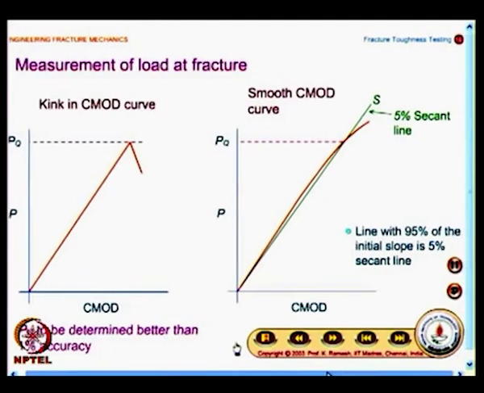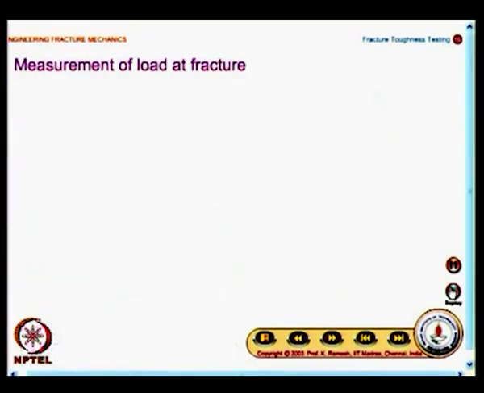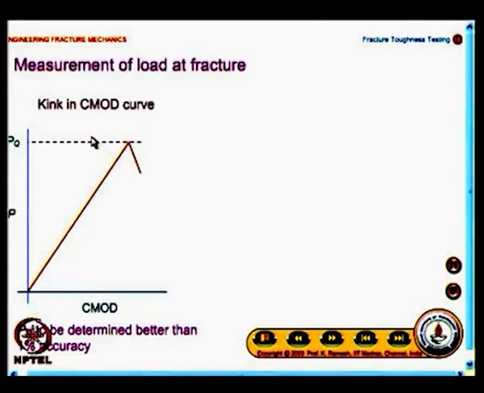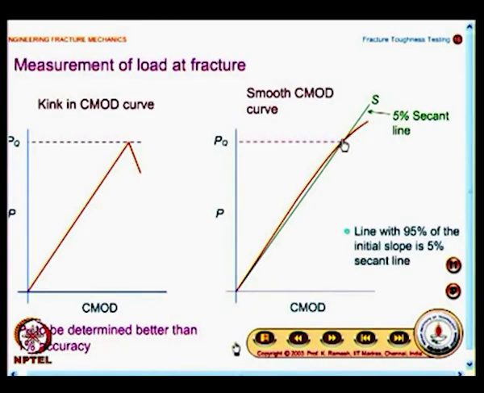What is done here is, when you have a nonlinear type of response, you draw a 5% secant line. And what is a 5% secant line? A line with 95% of the initial slope is a 5% secant line. In fact, I could redo the animation and you could see how the graph is drawn. This is for the case when there is a clear kink and identification. When the variation is nonlinear, it is like this, and you draw this line and where it hits the curve, you get the value of PQ. So, any value with a subscript q, you use it for finding the candidate fracture toughness.